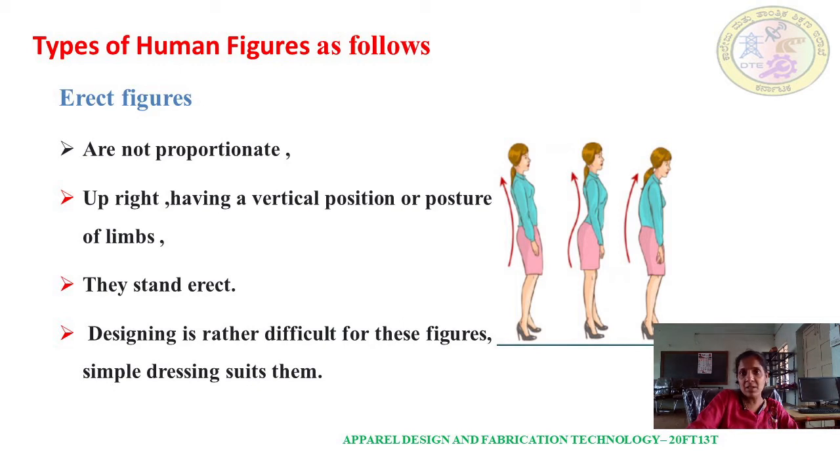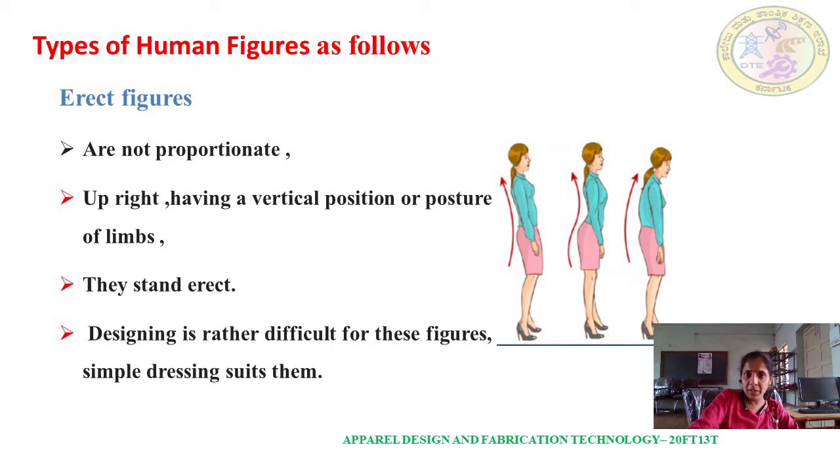Now just see the figures over here. Three figures are there. For example, the first figure looks straight, but due to some abnormalities, the erectness is there. The back is bulged. Just follow this arrow. The back is bulged slightly, and again the shoulder is bent. So this is one of the erect figures.